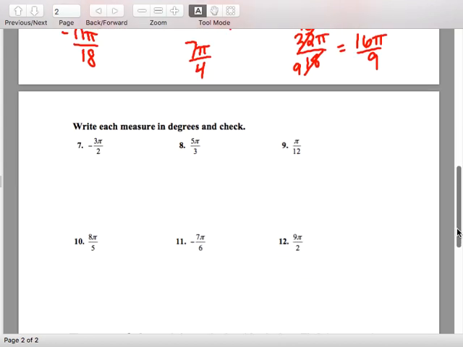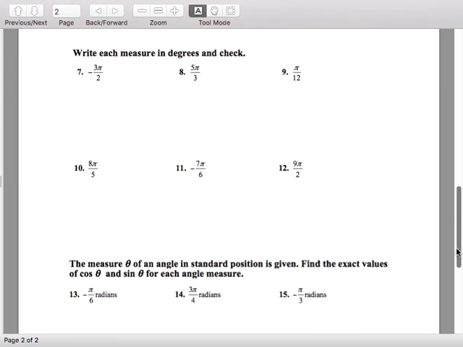So let's flip the page. And it says, write each measure in degrees. Now when you look at 7 through 12, I want you to notice there's no degree symbol. That's how I know it's a radian measure.